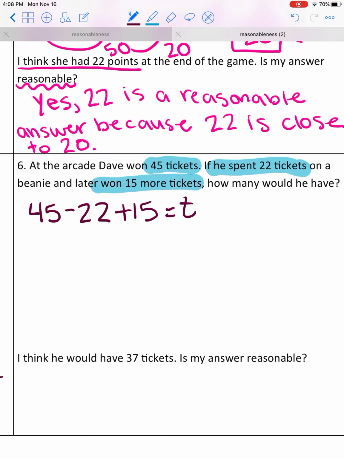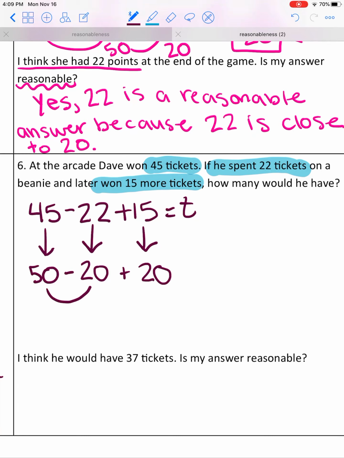So, again, I want to use an estimation strategy. So I'm going to round each of these add-ins to the nearest 10. 45 is between 40 and 50, but is closer to 50 because it's the midpoint. Remember, it rounds up. 22 is between 20 and 30, but is closer to 20. And 15 is between 10 and 20, but because it's the midpoint, it rounds up to 20. So we've got to remember those midpoints. It always rounds up.